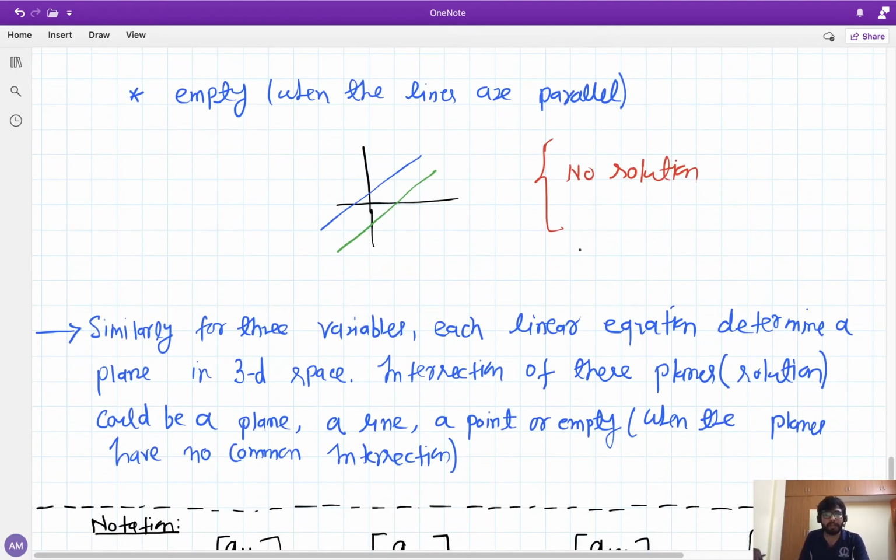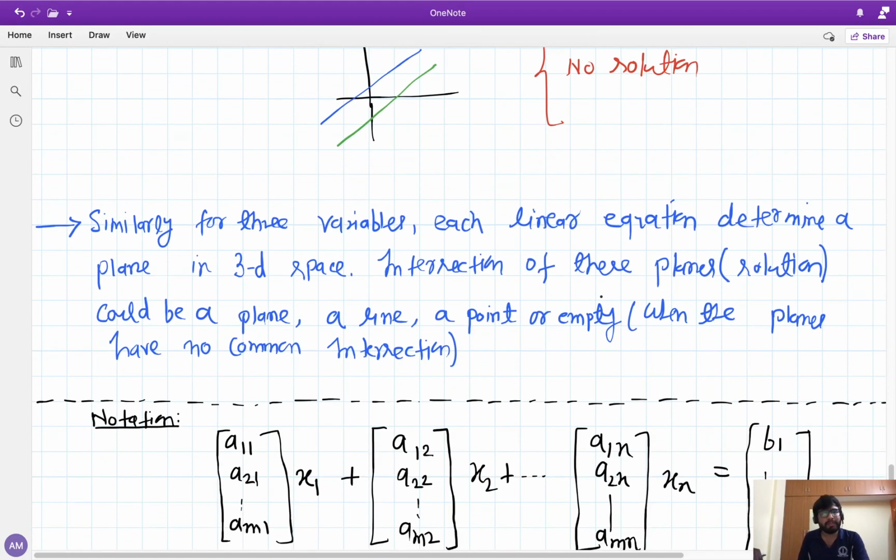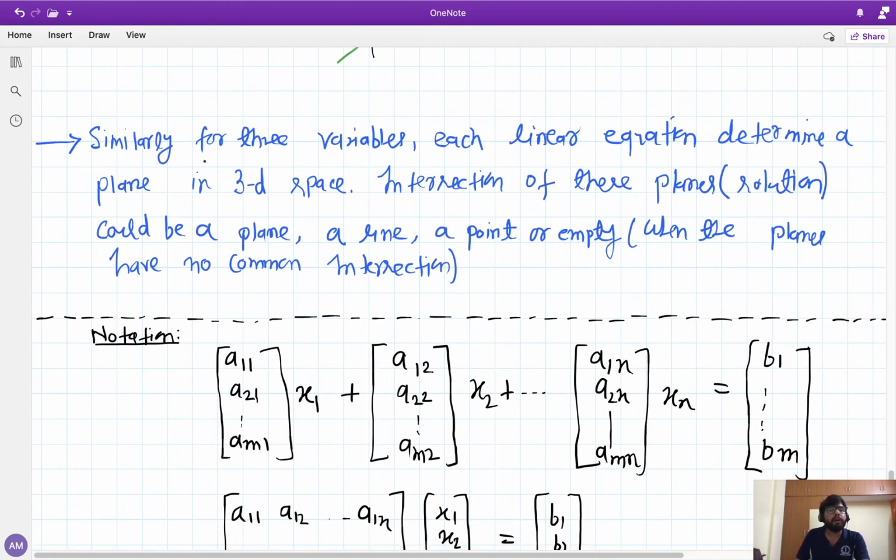Again, after a few lectures I will give you a straight set of rules to find all these things. For now I am just letting you know what the possibilities are, and what the things we need to take care of. Similarly, for three variables, each linear equation determines a plane.